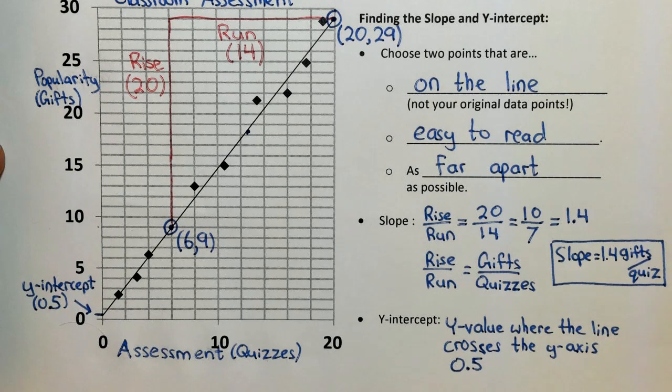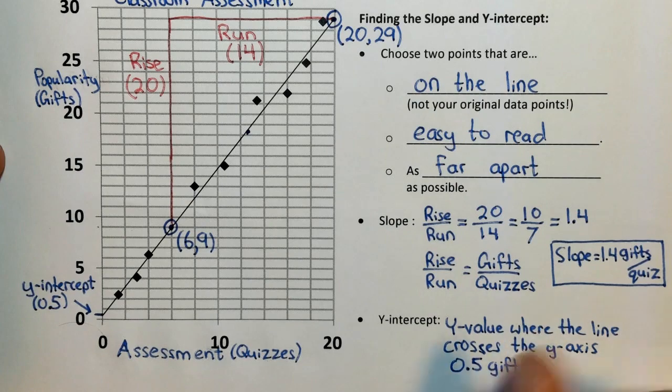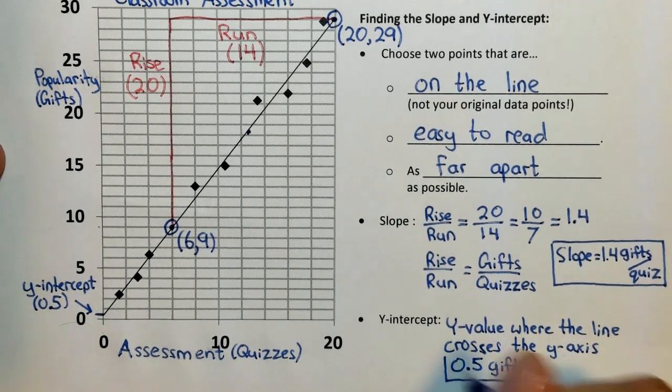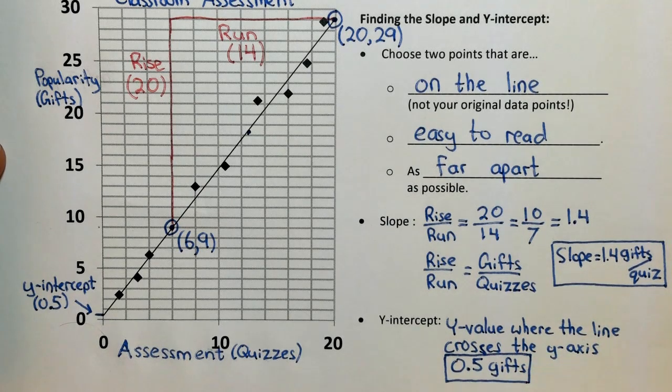And again, just like we needed units for my slope, we want units for the y-intercept as well. The y-intercept is a y value, so it's measured in gifts. So again, this has a bit of an intuitive understanding. The y-intercept is the popularity I would expect, based on number of gifts, if I were to give no quizzes?